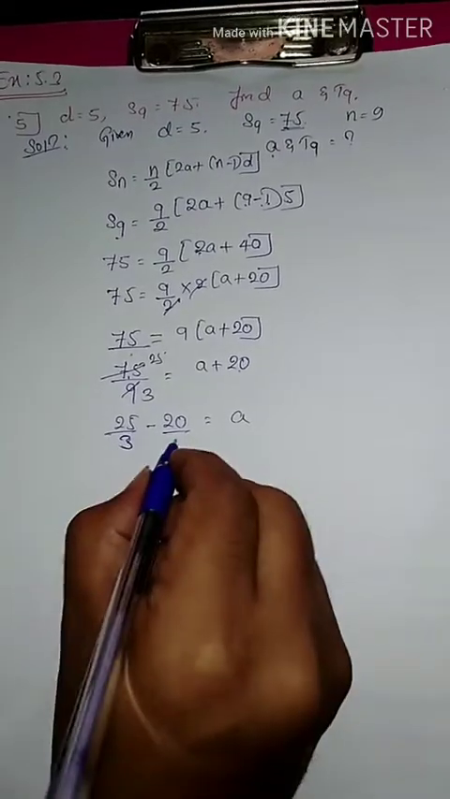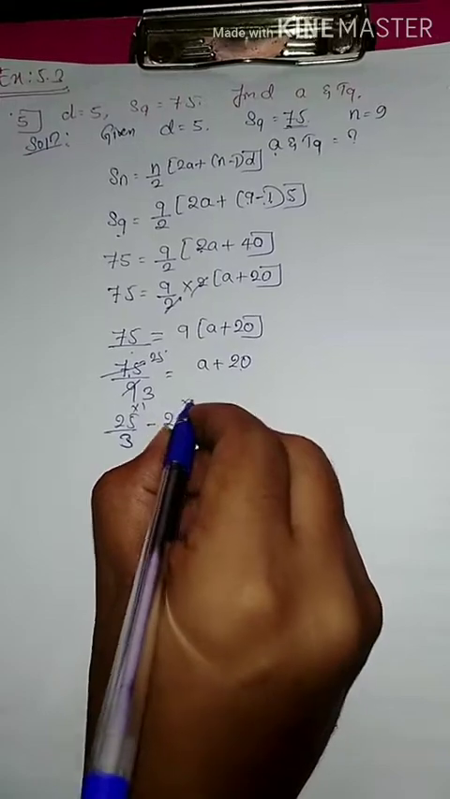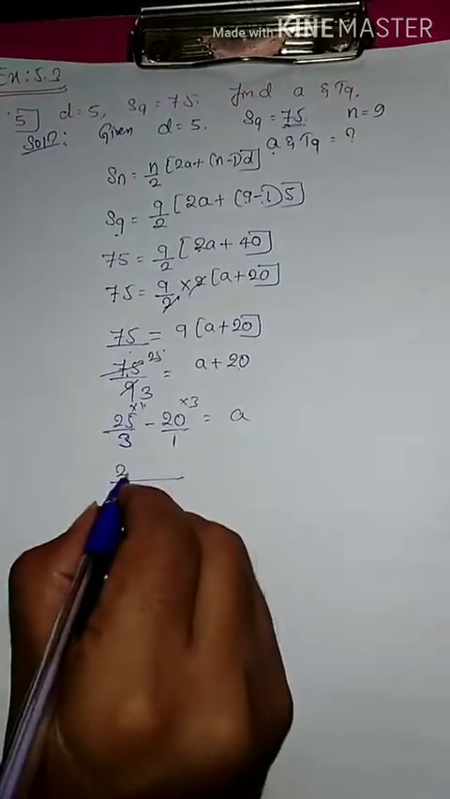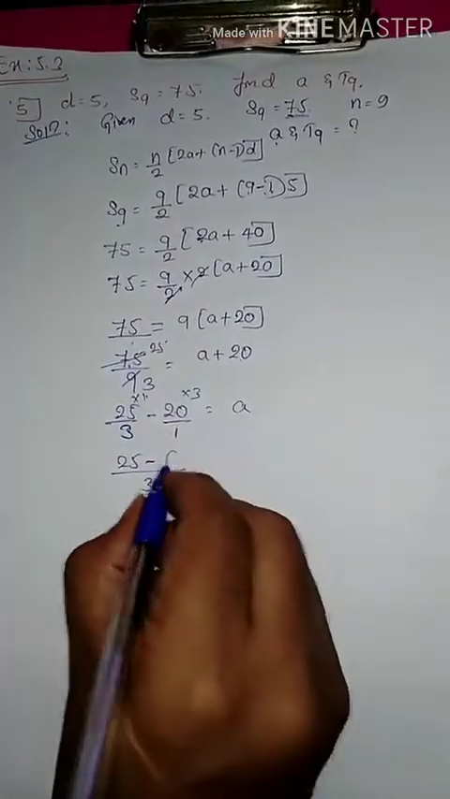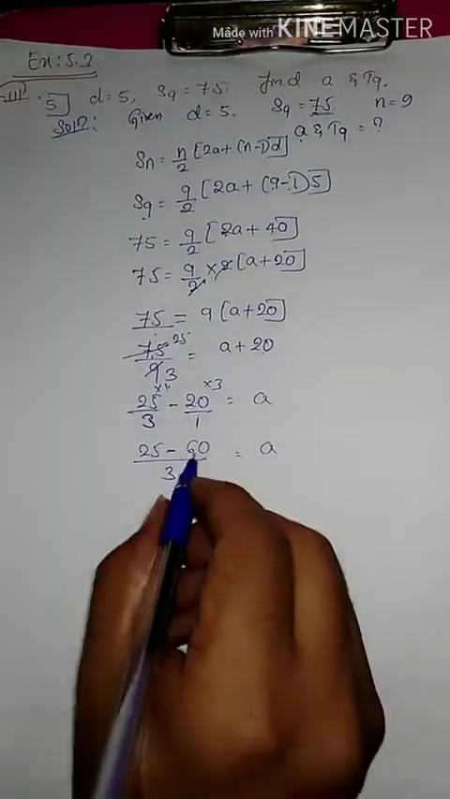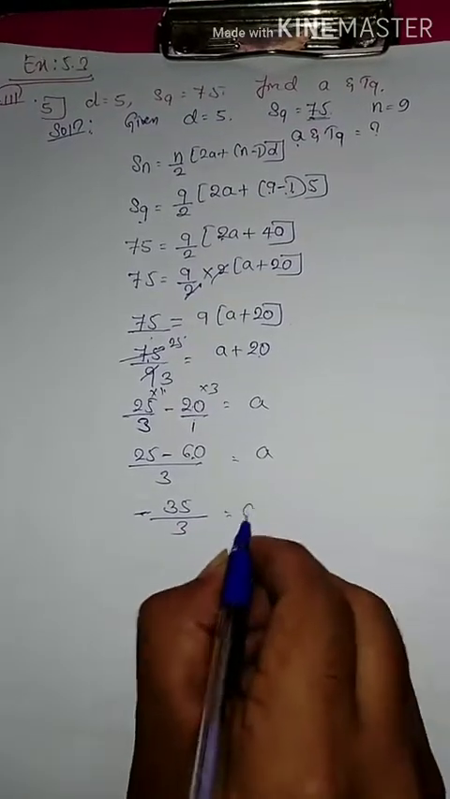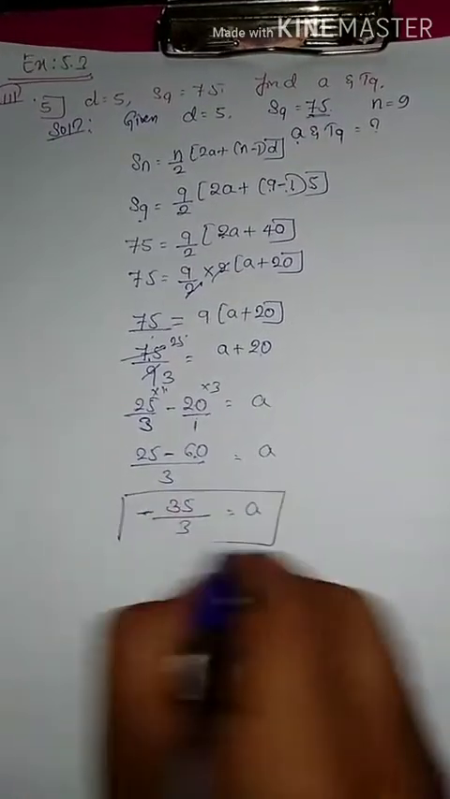Here the denominator is 3 and denominator is 1 and the LCM is 3. 3 1s are 3, 1 3s are 3. 25 1s are 25 minus 20 3s are 60 is equal to a. 25 minus 60 is minus 35 by 3. So a is equal to minus 35 by 3.